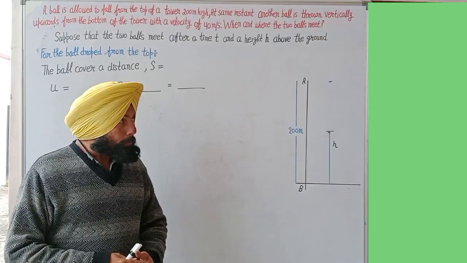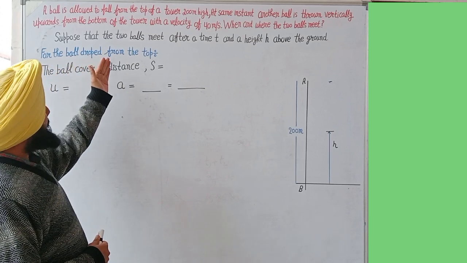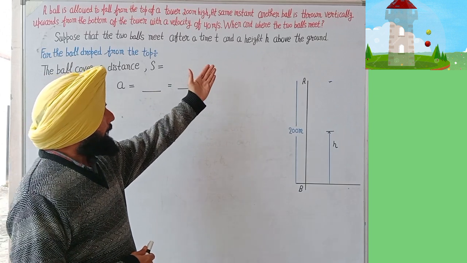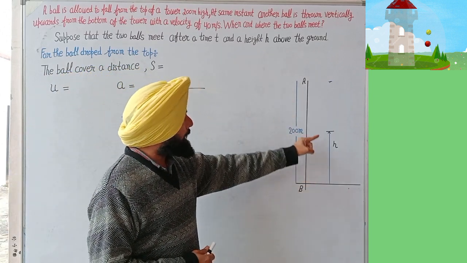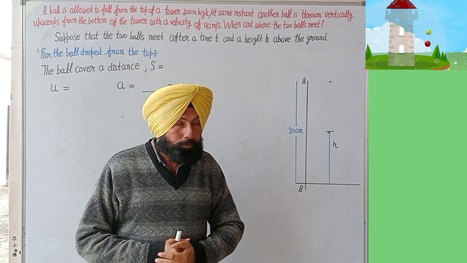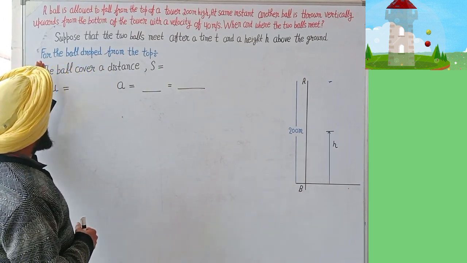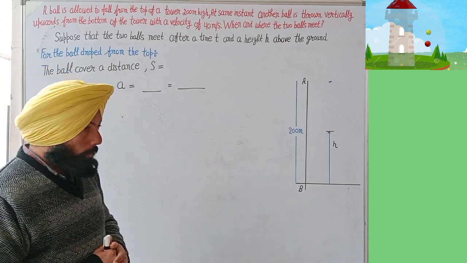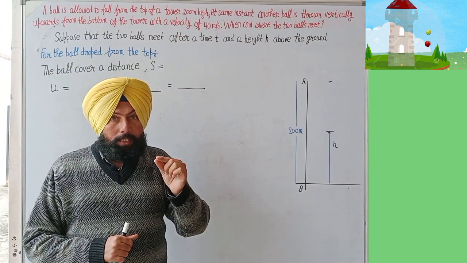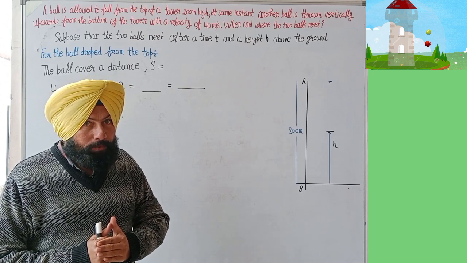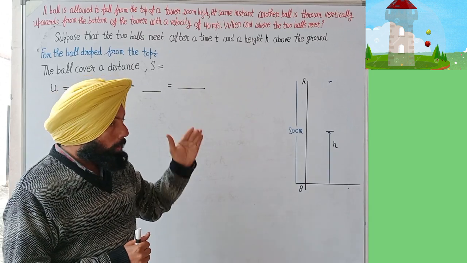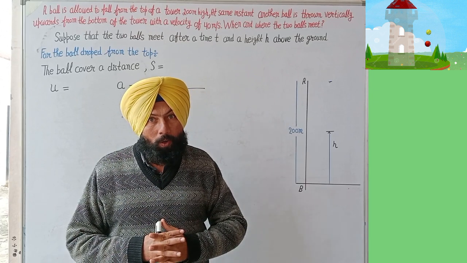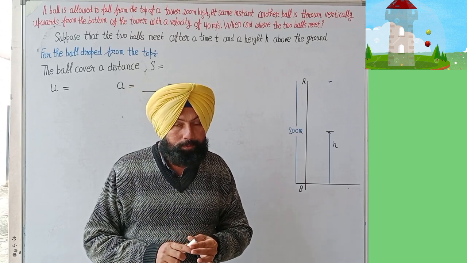Now students, suppose that the two balls meet after a time t and a height h above the ground. Now for the ball dropped from the top, first of all we are discussing the motion of the ball which is thrown from the top of the tower.